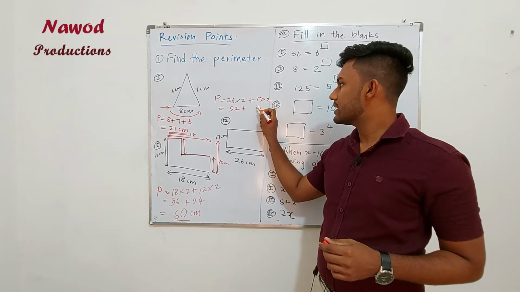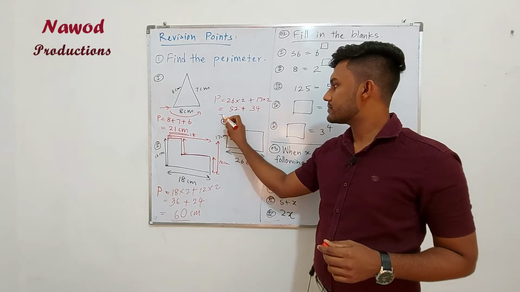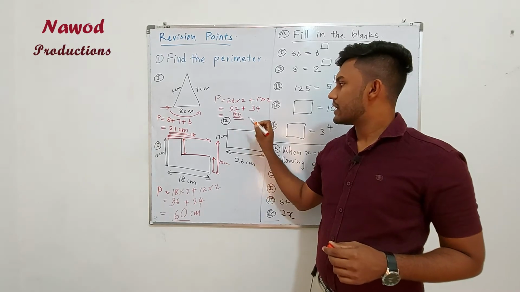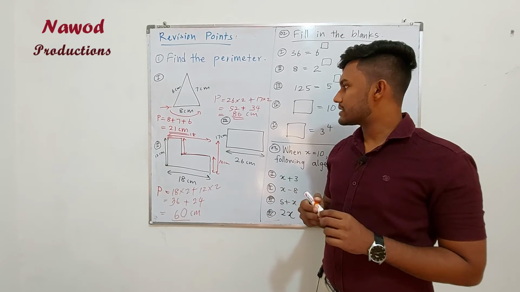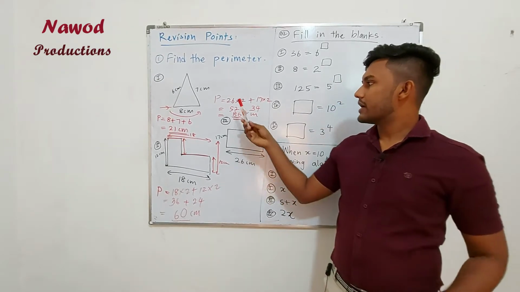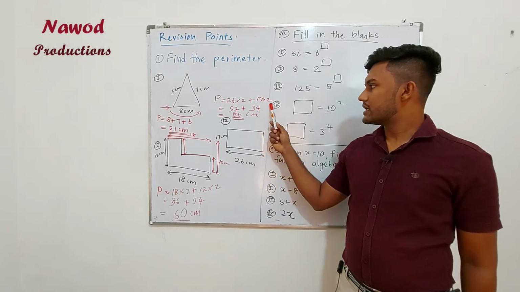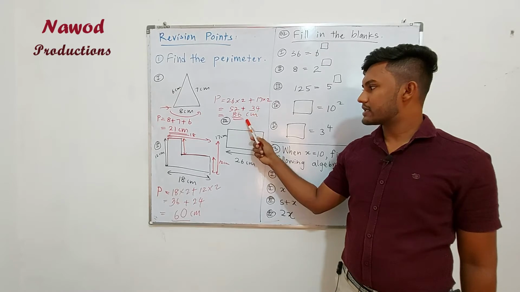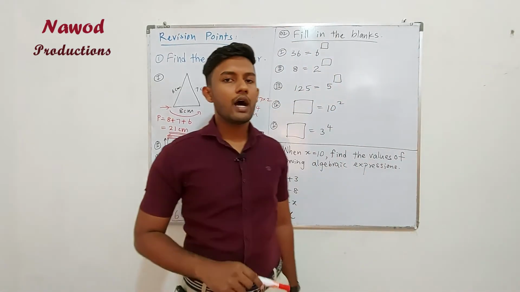2 into 1 is 2, plus 1 is 3, so 34. Then you can obtain 86 centimeters as the answer. 26 into 2 is 52, 17 into 2 is 34. Then the addition of 52 and 34 gives 86 centimeters as the answer.